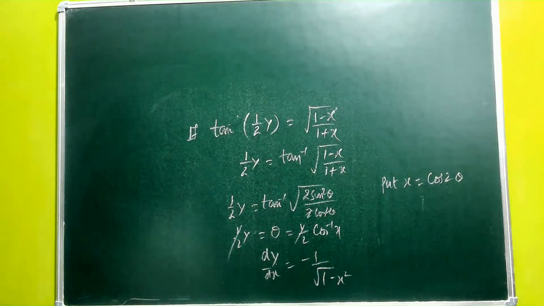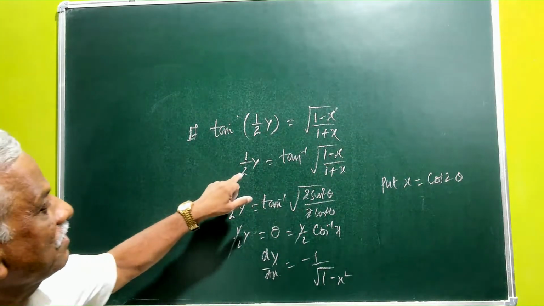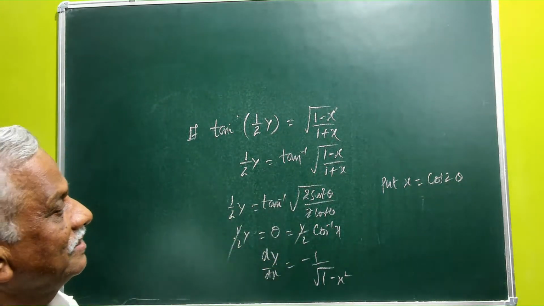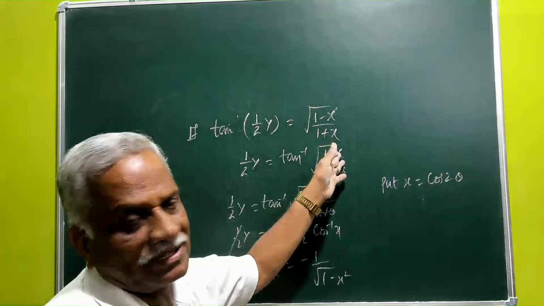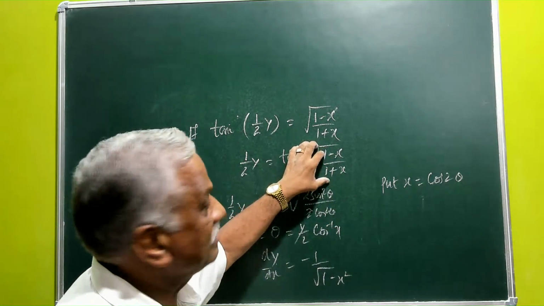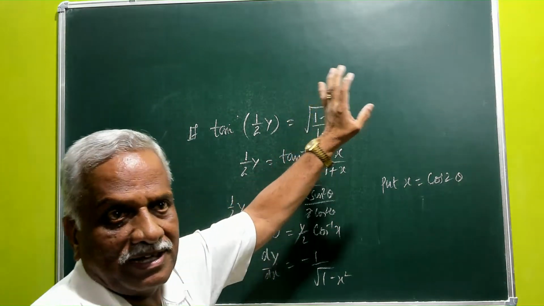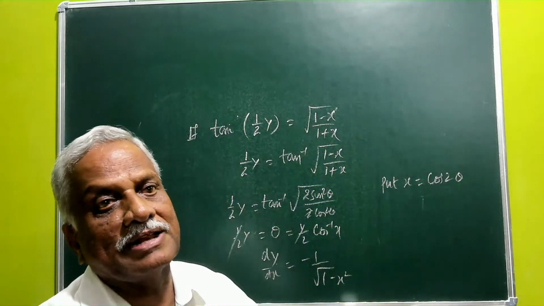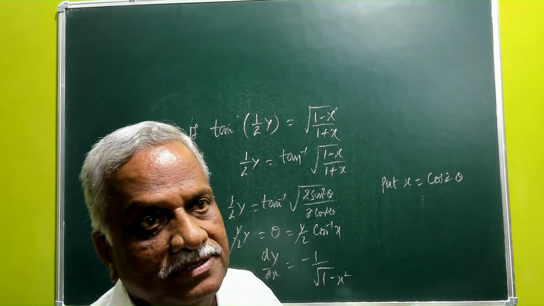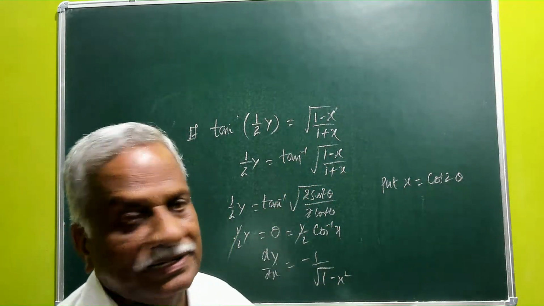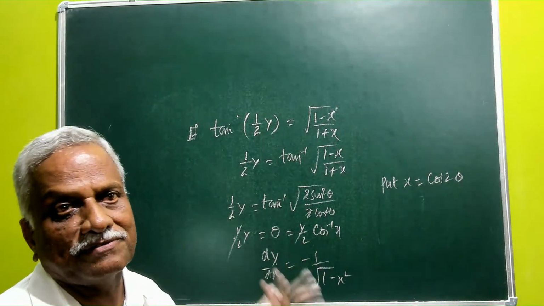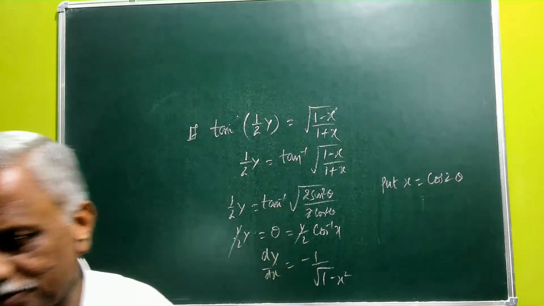See whether it is clear to you. The reason they have given half is so you can cancel it. Don't put all the substitution; even this is not necessary. You can just imagine tan inverse, x is cos 2 theta, 1 minus cos 2 theta is 2 sin square theta, sin by cos is tan, tan inverse of tan is theta. What is theta? Half cos inverse x. So differentiate cos inverse x and get the solution.